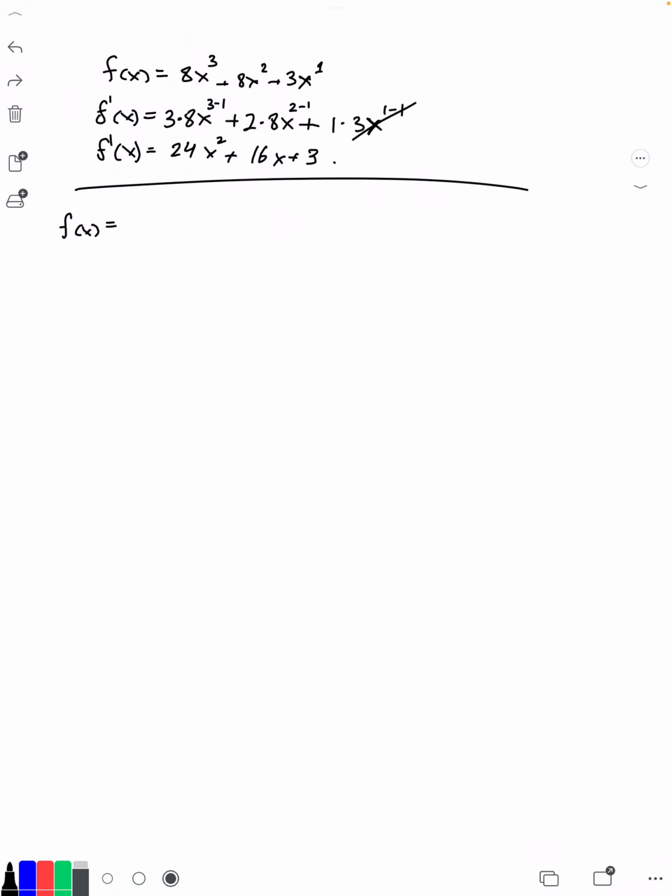f of x equals 1/3 x plus 3x to the power of minus 1 plus 8x to the power of half. Alright, so we want to derive it, right? So 1/3 x, as we learned before, is going to stay 1/3. Now in order to derive 3x to the power of minus 1, let's just write it aside. 3x to the power of minus 1.